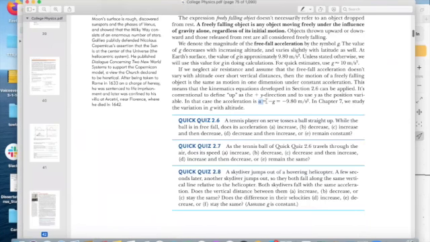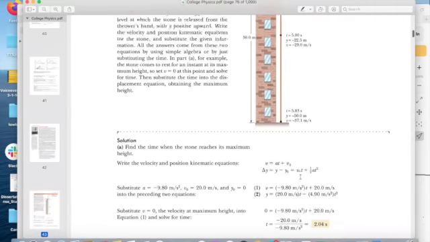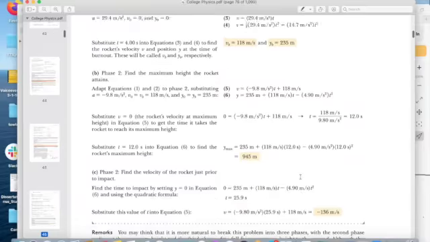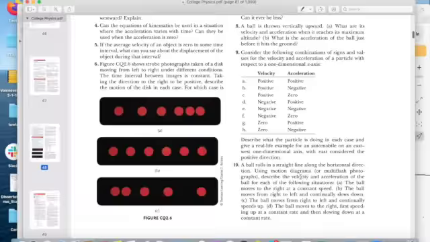So acceleration is negative gravity in the downward direction. Sometimes you'll see it as negative, but since most scientists already know that it's negative because it's in the downward direction, they usually keep it as positive. Okay, let me see. I think that was the gist of chapter 2.